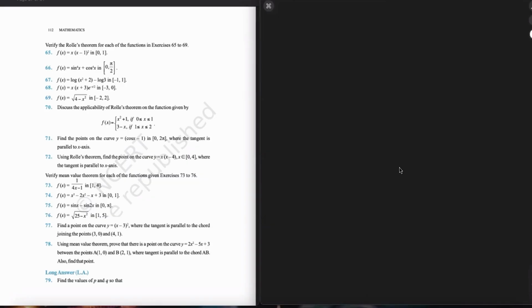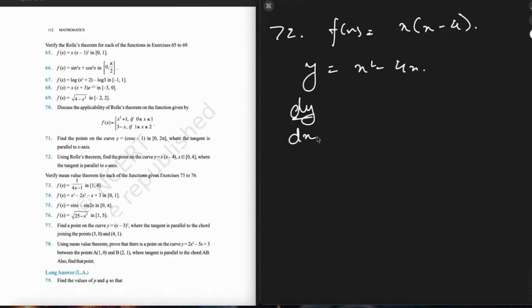Moving forward with question number 72. Again, the same kind of question. So the curve given to me is f(x) is equal to x squared minus 4x, and x belongs to 0 to 4. So the tangent is parallel to the x-axis. Now, y equal to x squared minus 4x, dy by dx is equal to 2x minus 4. This is 0 at x is equal to 1 by 2.